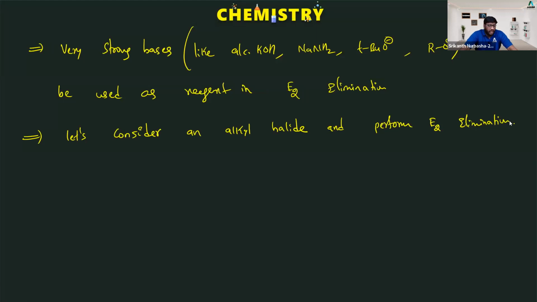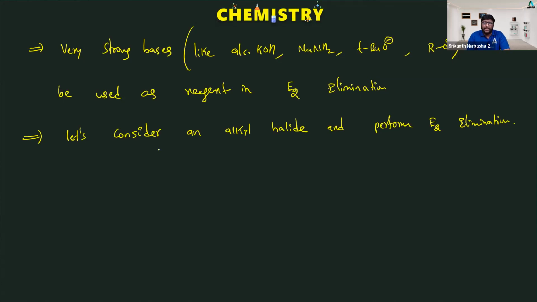Primary alkyl halide, secondary alkyl halide, tertiary alkyl halide I have given. If I ask primary, secondary, tertiary, SN2, what is the order? Primary greater than secondary greater than tertiary. Reason? Based on steric repulsions, you can say. Yes, very good. SN1 reaction, what is the rate? Tertiary greater than secondary greater than primary. Reason? Formation of carbocation, based on the stabilities of carbocation. Very good.